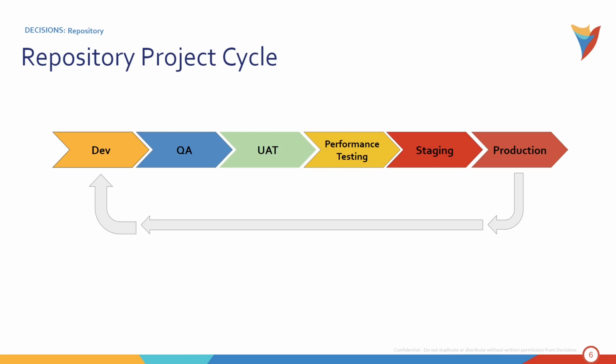Then you go to performance testing where you can use Decisions Profiler or external resources like JMeter and .trace to test the performance. Then you go into staging, which is where you put your project on a server that replicates prod to see if you can catch any errors. And then the last and final stage is production, where you check out that project into production. And that's the repository life cycle in a nutshell.